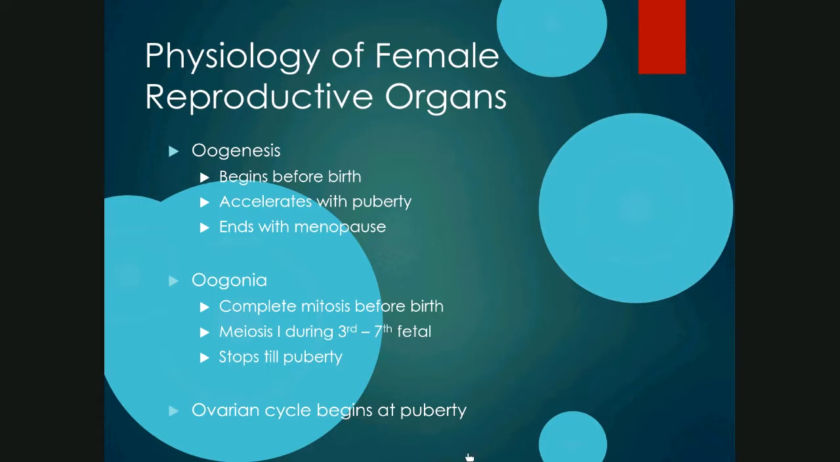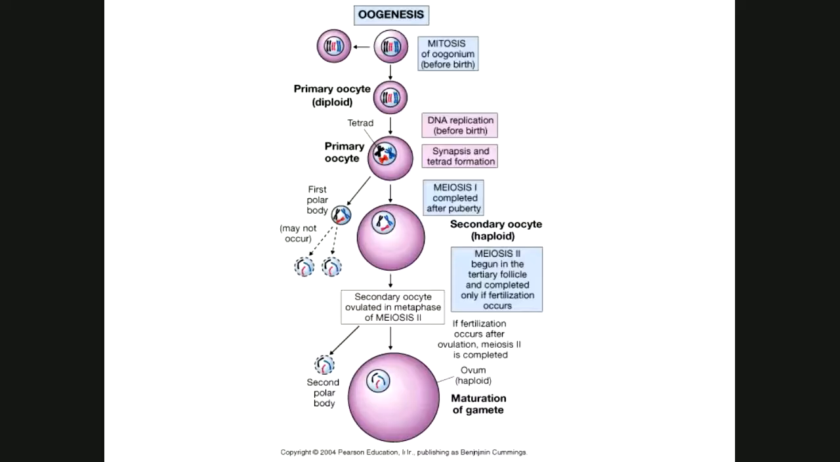Let's look at this process. Here is the mitotic division, mitosis. The oogonium is going to divide and create the primary oocyte, and the primary oocyte is then going to enter into meiosis 1, but it's going to be stopped until puberty. Somewhere around right here, it's going to be paused. Meiosis 1 is not complete until after puberty.